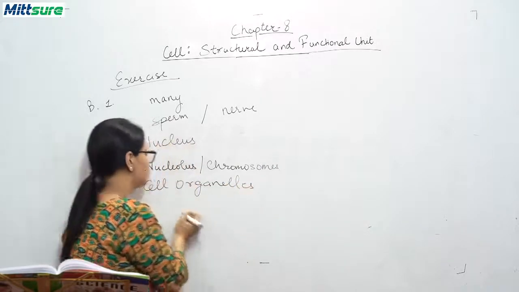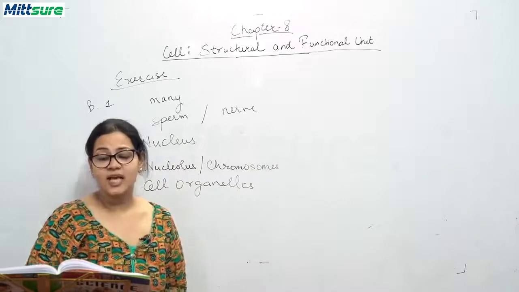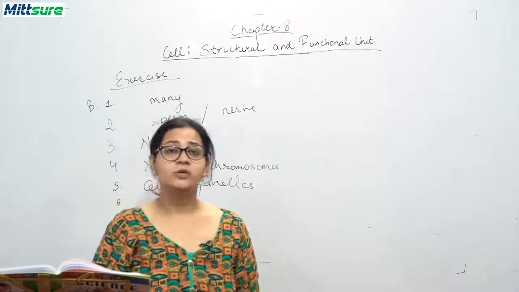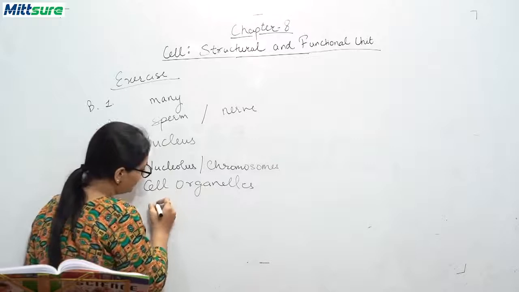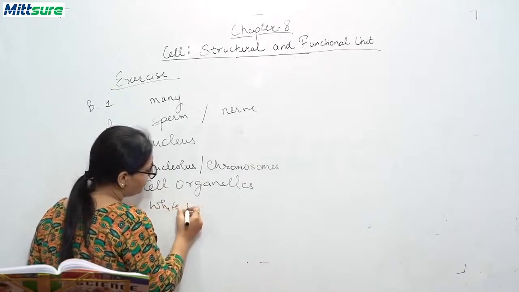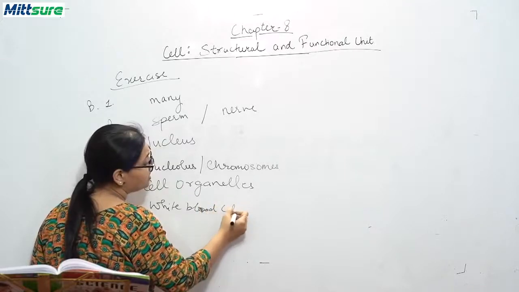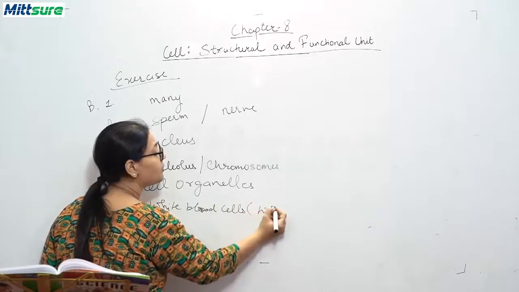Cell organelles. Sixth, dash cells can change their shape to engulf the germs. Germs से कौन fight करते हैं? White blood cells. So the answer is WBCs, or white blood cells, or WBC.